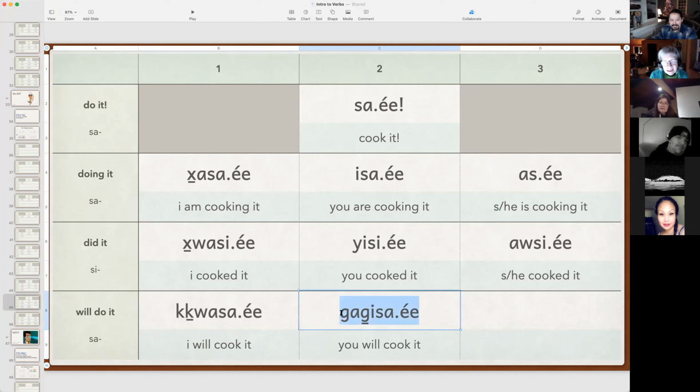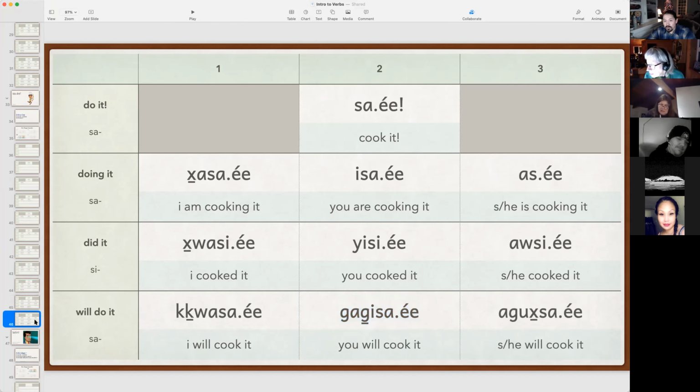Gakisa'i. And this ga can become a K. There's two ways. You get to pick which way you want to say it. Speakers from Tesson, though, pretty much prefer to say it that way. And then aguchsa'i.